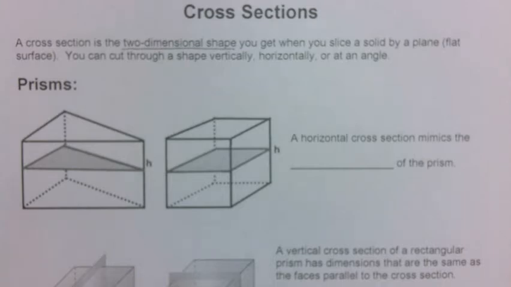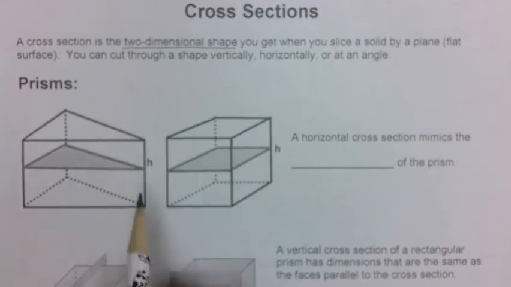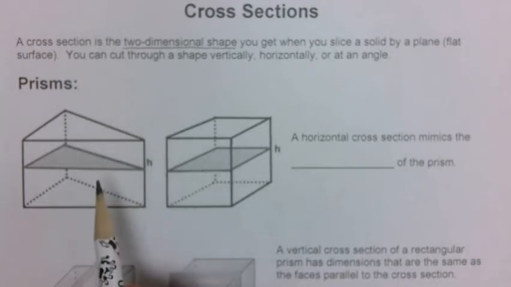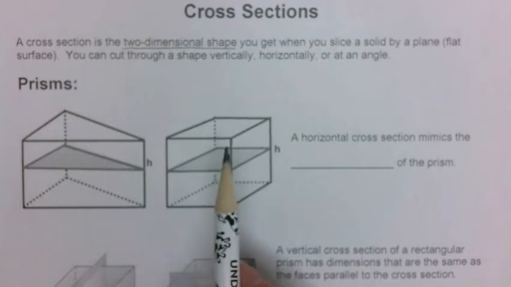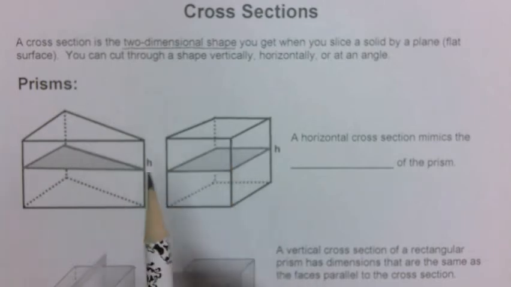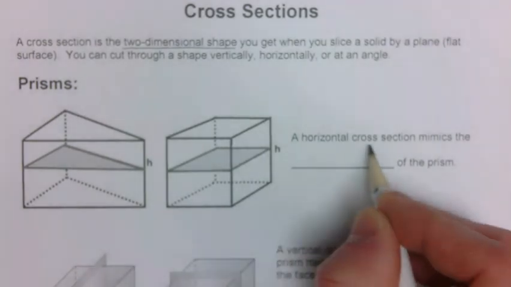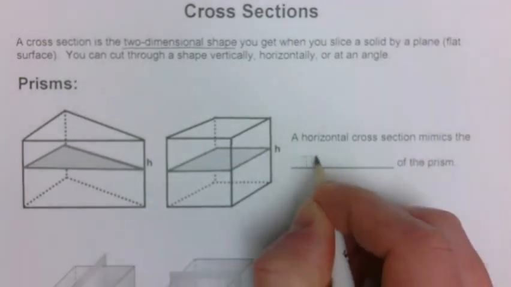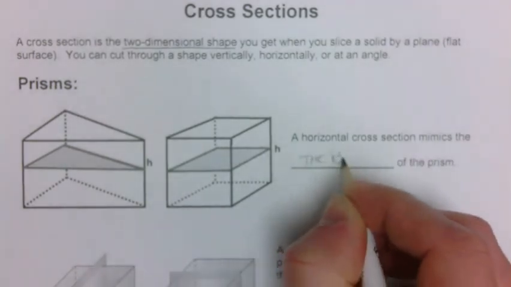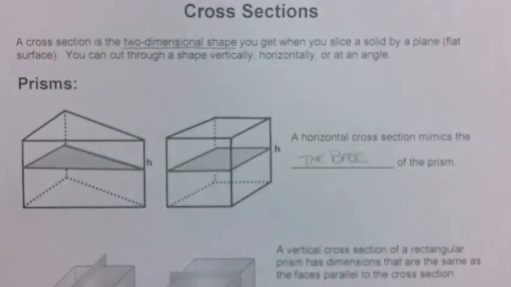You can cut through a shape vertically, horizontally, or at an angle. And we're first going to look at horizontal and vertical slices on a prism. In these first 2 examples, these are examples of horizontal slices because it's sliced horizontally through the middle, parallel to both of the bases. When you have a cut that's parallel to the bases, we're going to call that a horizontal cross section. And a horizontal cross section mimics the base of the prism.